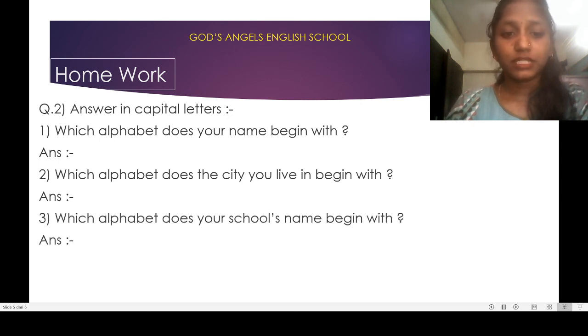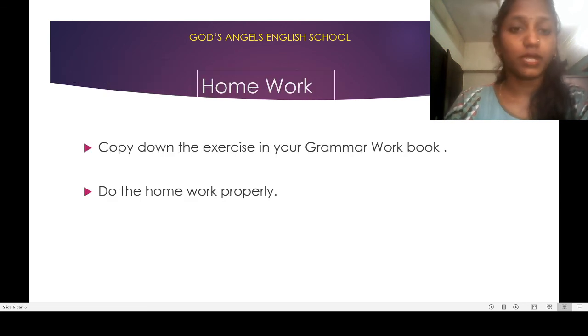Which alphabet does your school begin with? This is the simplest answer you have to give, and you have to do this homework very properly. Okay. So copy down the exercise in your grammar workbook and do the homework very properly.